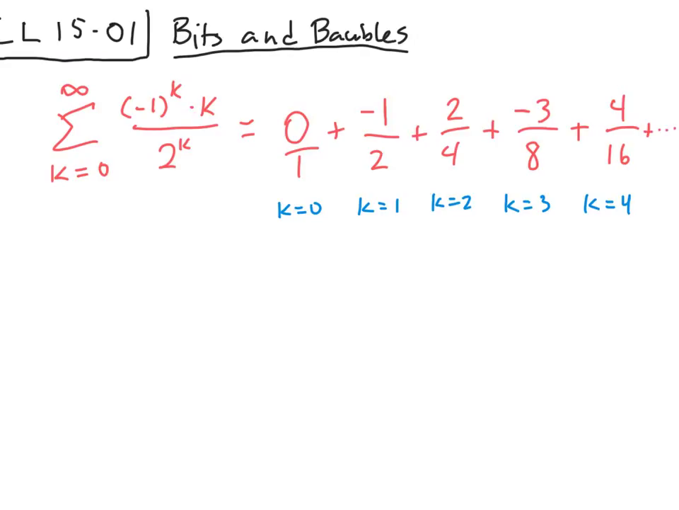Now you notice that what's happening with this negative 1 to the k is it's producing a pattern. The pattern of signs goes plus, minus, plus, minus, plus, minus, and so on. And that's what that's designed to do.